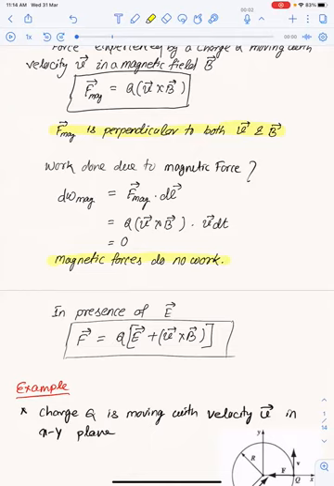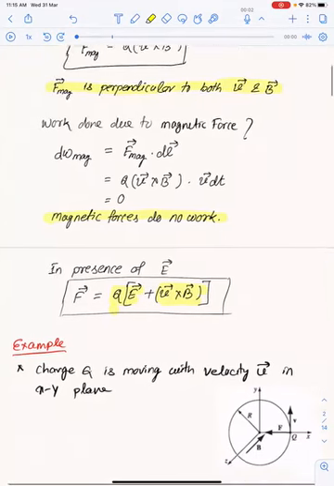So this is about when a magnetic field is present. Now, if in addition to the magnetic field you also have an electric field E, then naturally the electrostatic force also comes into the picture. So the final expression, if you include both the electric field and the magnetic field, is that the force F is nothing but QE, which is the electric field part, plus Q V cross B, the magnetic field part.